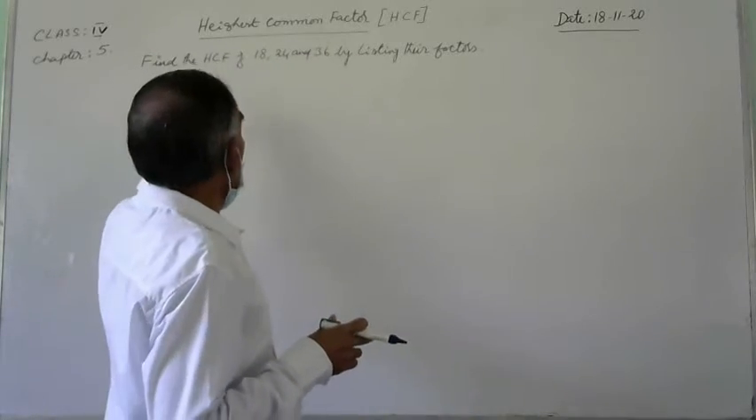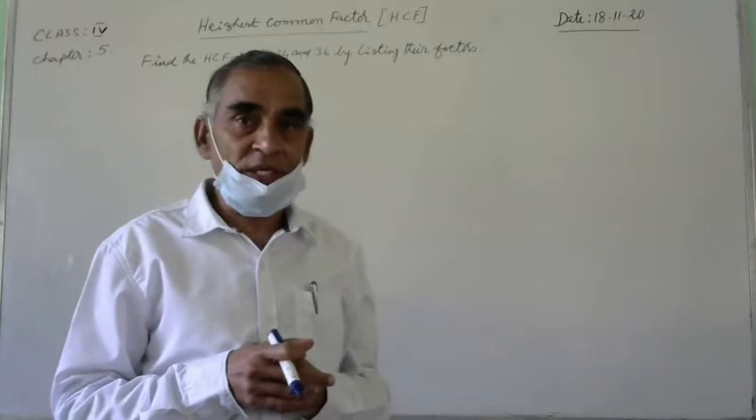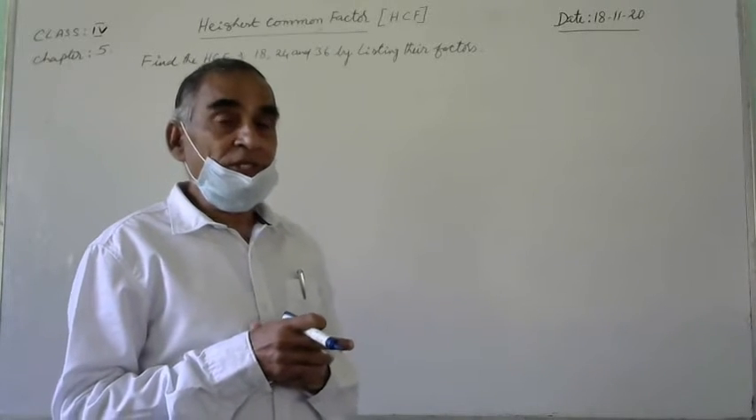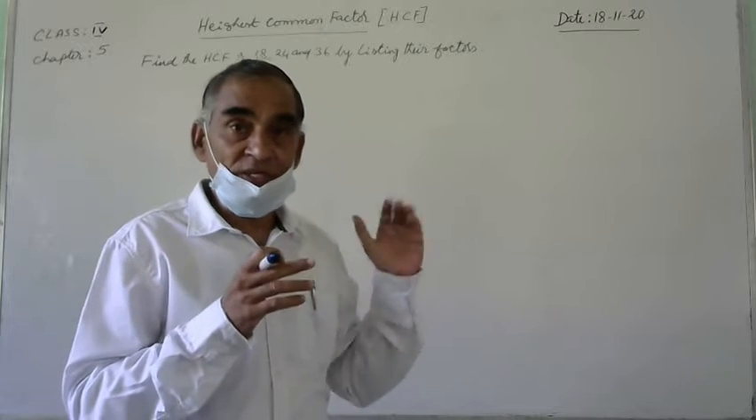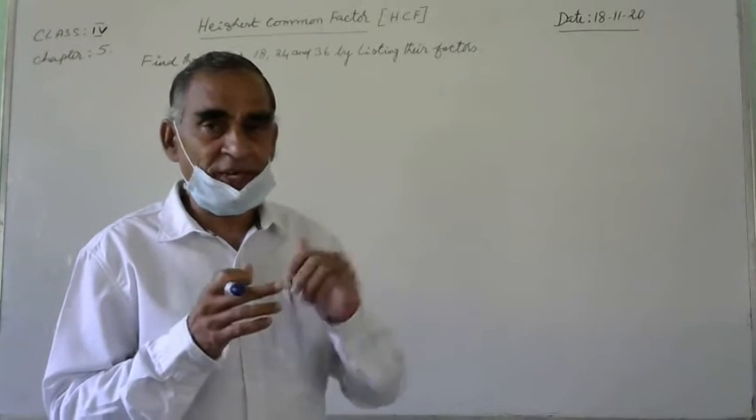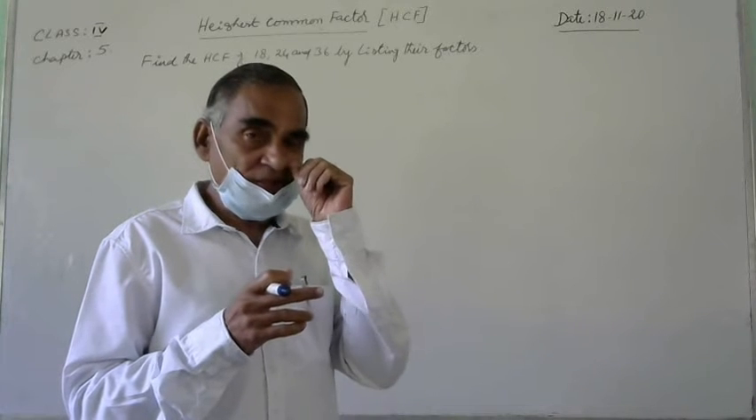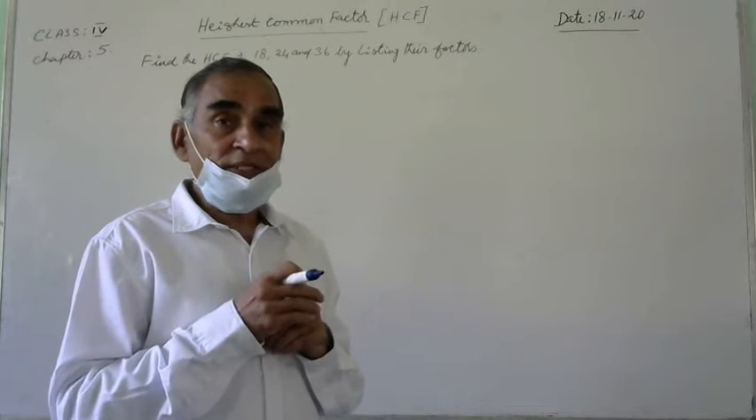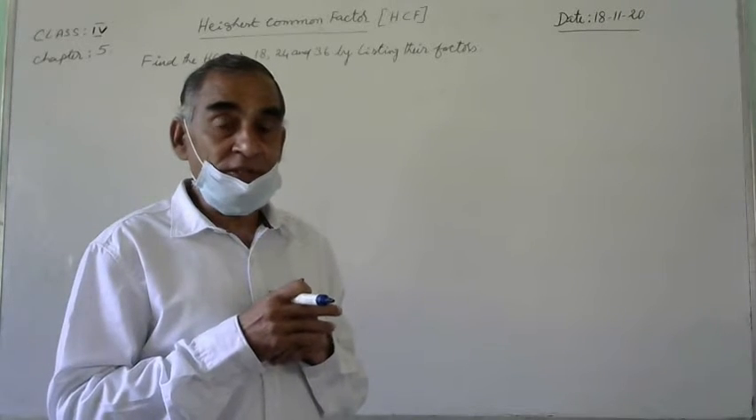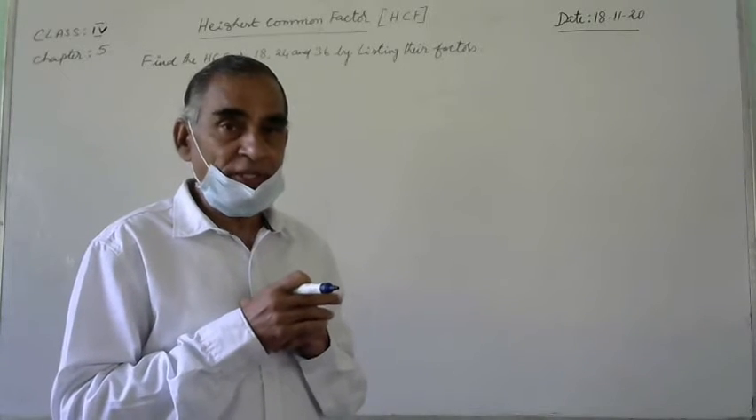To find the HCF of the numbers 18, 24 and 36 by listing their factors, first you have to write the factors of each number. Write all the factors. Then after writing the factors of each and every number, you select the biggest, highest, meaning greatest common factor, and find it out.